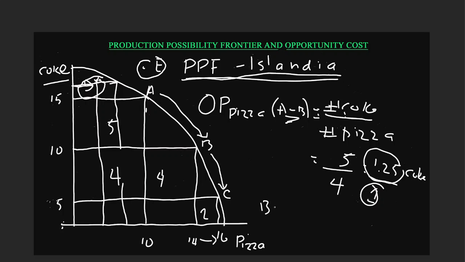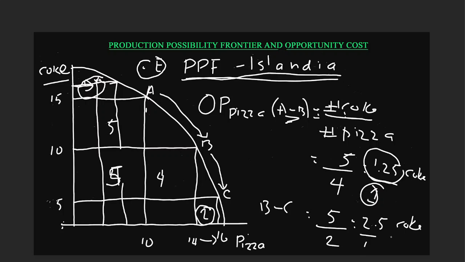Okay, from B to C, what is the trade-off? How much Coke do they have to give up for each unit of pizza? They are giving up, sorry, this should be 5. They are giving up 5 Coke. Additional pizza is 2. Okay, and this gives us 2.5 Coke.